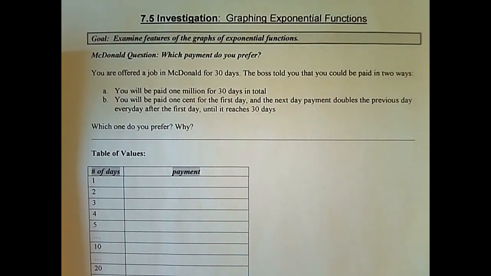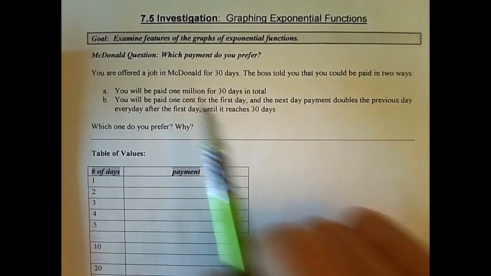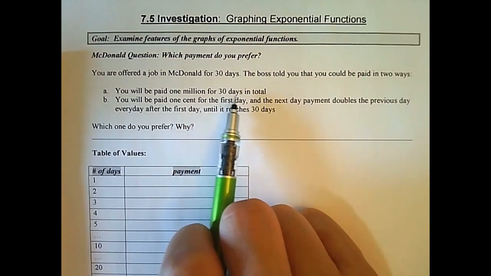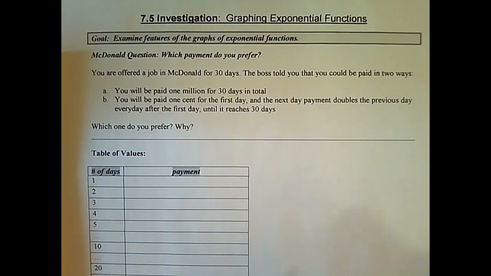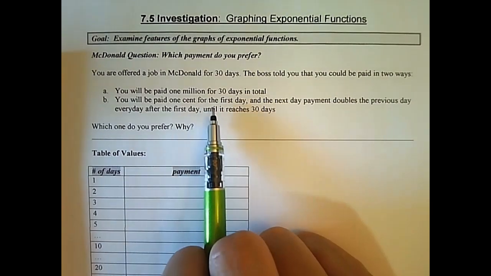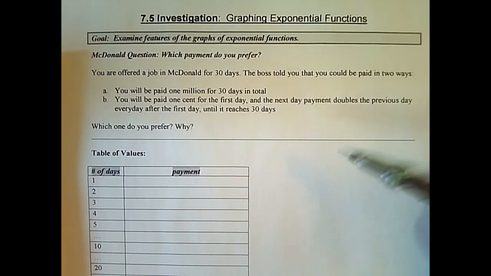To start us off, we're going to look at this example, which I'm sure you've seen something similar to before. You have a job, it doesn't matter what the job is, and you can get paid in two ways. You can get paid either $1 million for 30 days in total of work, or you can be paid 1 cent on the first day, and then every day after that it doubles.